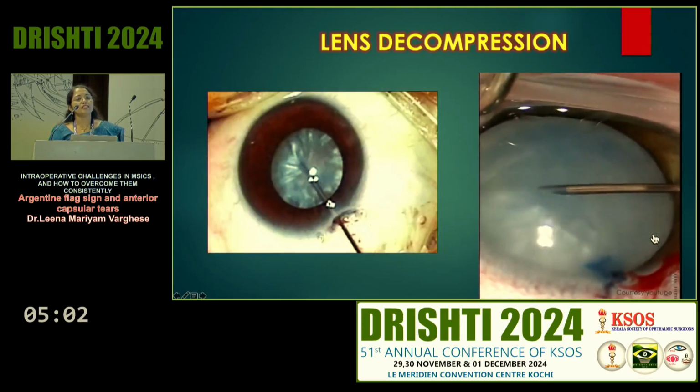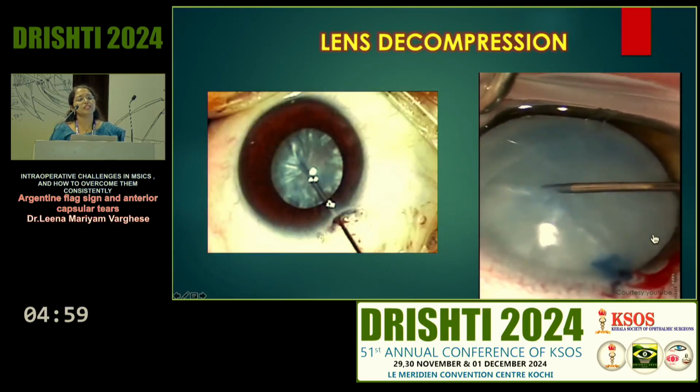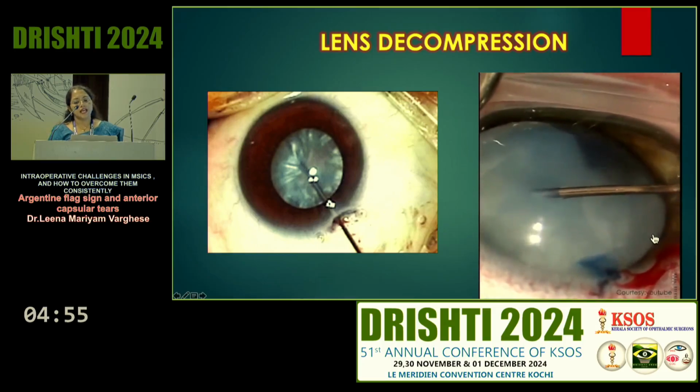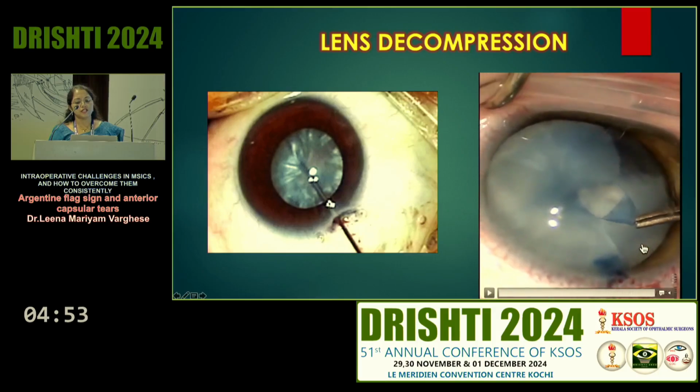You can do a lens decompression where with a 25 gauge needle you go into the cataract, aspirate the liquefied cortex, and then once the intralenticular pressure is reduced, you can continue with your rhexis.